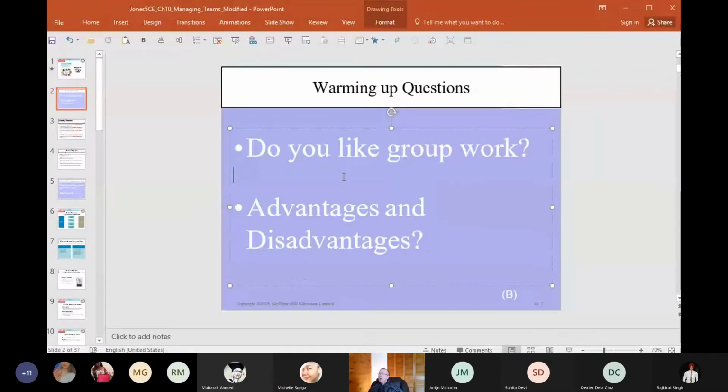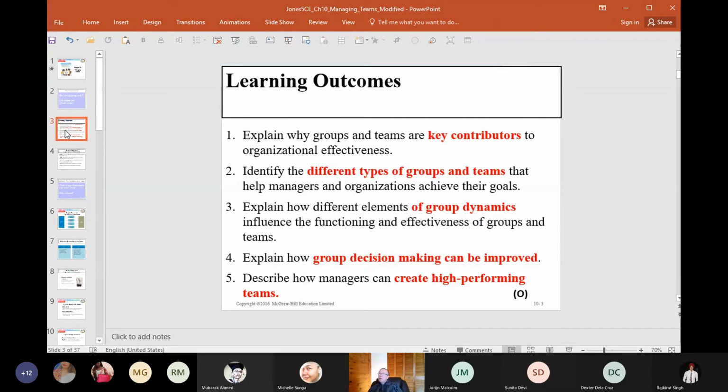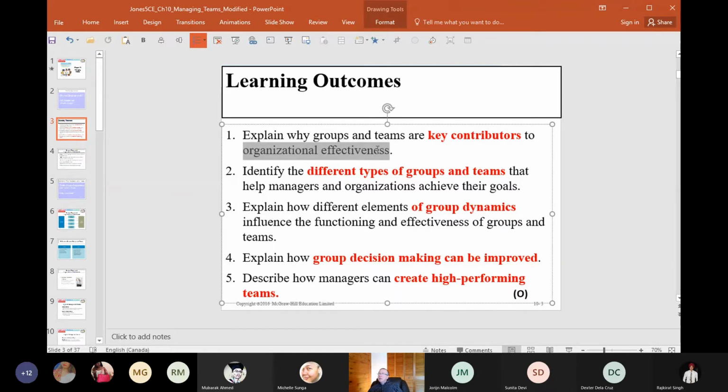Chapter 10, we are talking about teamwork, and teamwork, as you know, has advantages and disadvantages. We'll see. This lesson is about key contributors of effectiveness. Groups and teams are considered key contributors of organizational effectiveness.